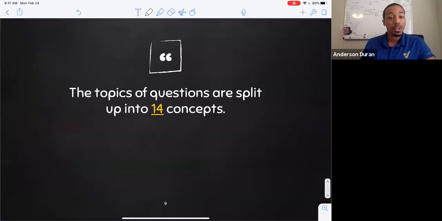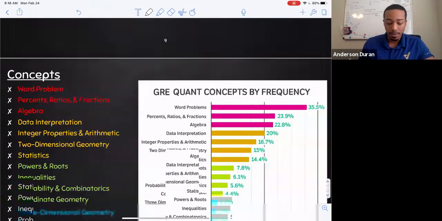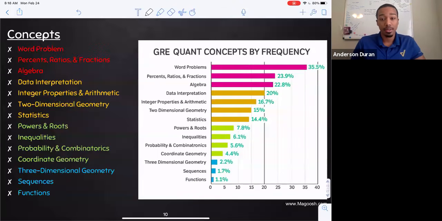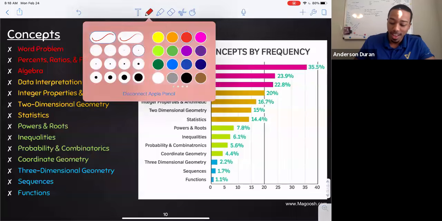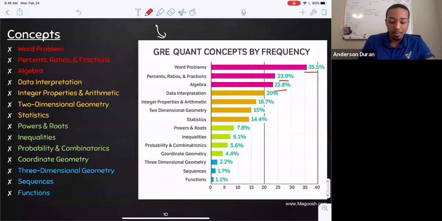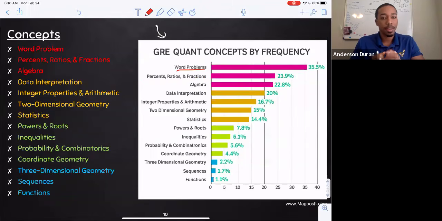So the topics of questions are split into 14 concepts. Hopefully you knew this, but if not, no worries. Let's inform ourselves, because here they are, broken down. This is a very good depiction of the breakdown that you might see in each test. Please understand that yes, this will add up to more than 100%, because you can have a word problem that is also algebra, or statistics, or some algebra problems that include ratios and proportions. So some concepts are mixed in together.